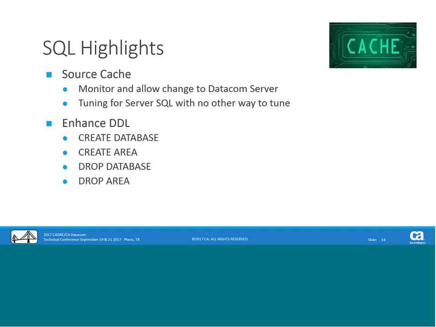Some SQL highlights. SQL source cache gives you the capability to monitor and allow the system to process for Datacom server. It gives us a way that we can go out there and see what's going on with these server queries. One of the biggest challenges we have with Datacom server is most of the products that are generating SQL don't really show us the SQL. I mean, it's some third-party task that's running, and it's running a query. It generates the SQL and runs it through server. So you don't get an operational aspect where the DBA creates the SQL, and then we go from there.